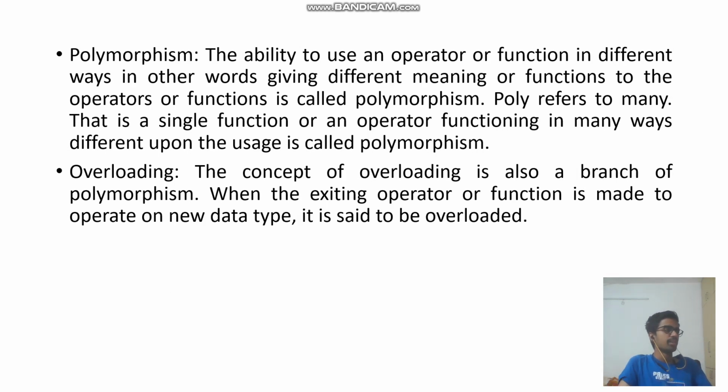Polymorphism. The ability to use an operator or function in different ways, in other words, giving different meanings or functions to the operators or functions, is called polymorphism. Poly refers to many. That is, a single function or an operator functioning in many different ways depending upon the usage is called polymorphism. Overloading. The concept of overloading is also a branch of polymorphism. When an existing operator or function is made to operate on a new data type, it is said to be overloaded.